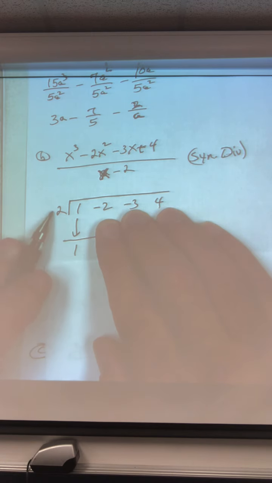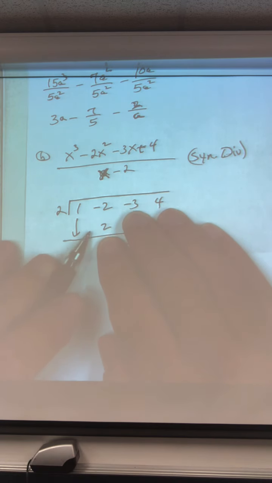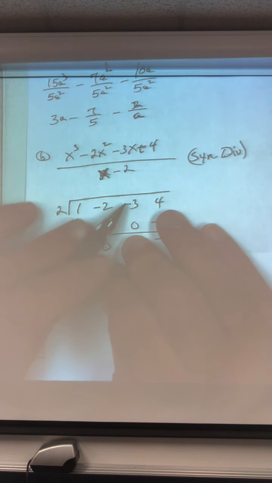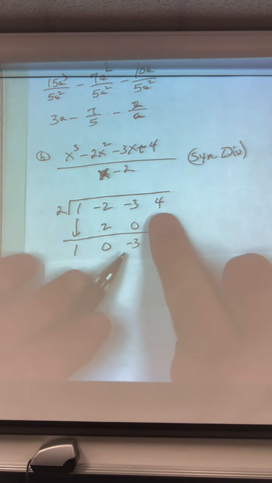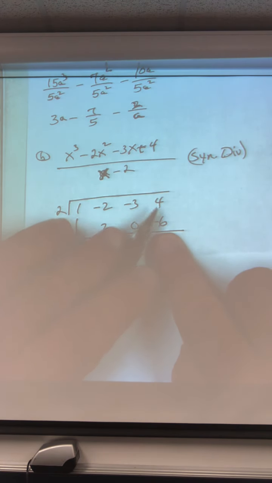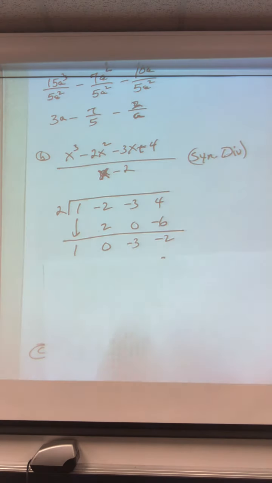Now, cross multiply. 2 times 1 is 2, and negative 2 plus 2 is 0. Then 2 times 0 is 0. Negative 3 plus 0 is negative 3. And then 2 times negative 3 is negative 6. And 4 minus 6 is negative 2.